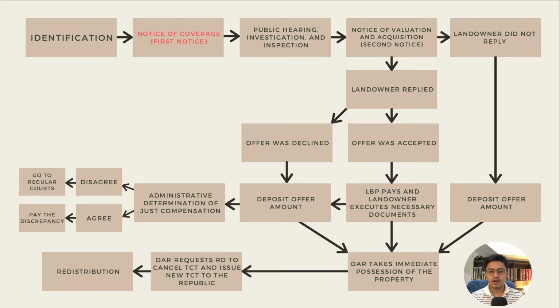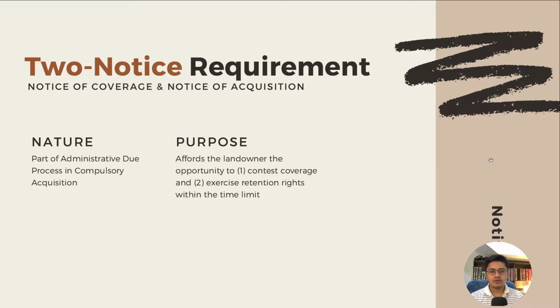The notice of coverage is considered the first notice in this process. It just informs the landowner that a specific land that he or she owns is considered as covered by the DAR, of course, based on the definition of an agricultural land under RA 6657.